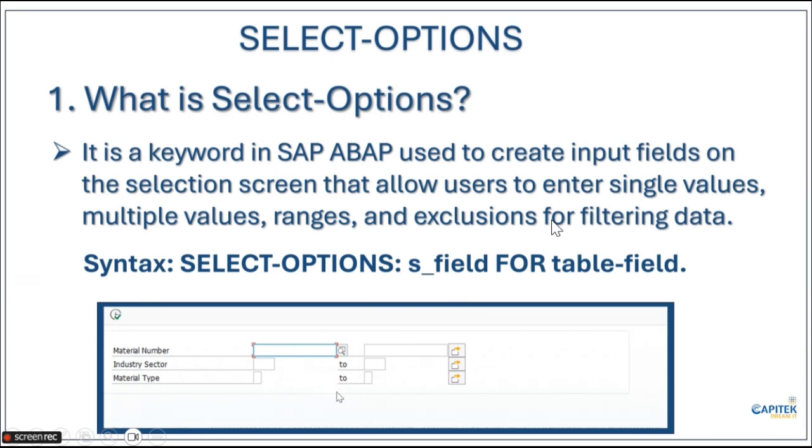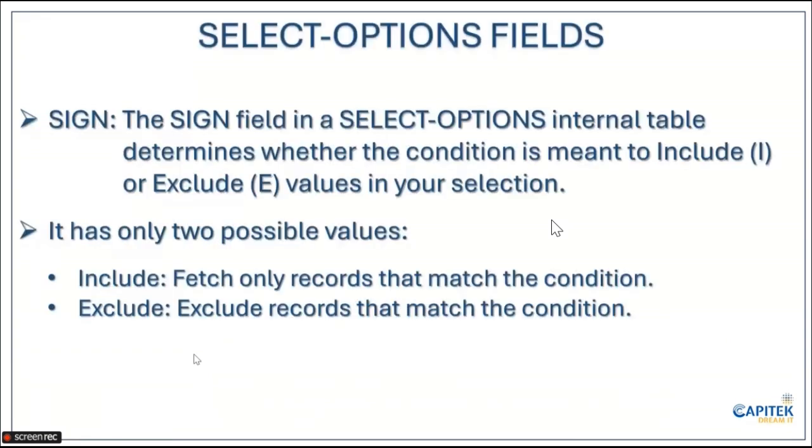The sign will be here. In this case, the sign is I, which means include the data between 100 to 1000. It means between 100 to 1000 we need the data for the material number. So that is the understanding, and that is the example with respect to include. By default it will be include.